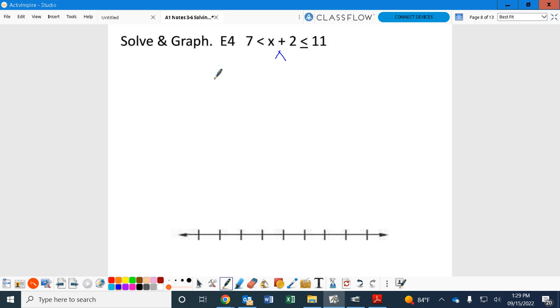It makes it 7 is less than x plus 2, and what do I do with the x plus 2?